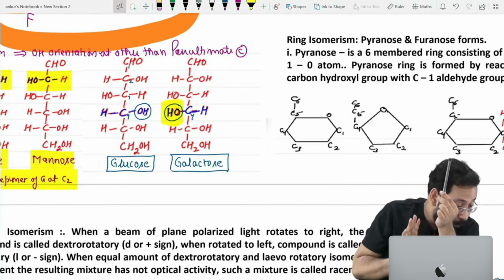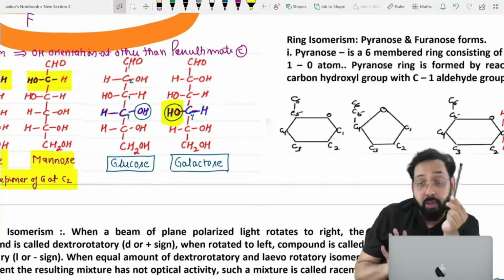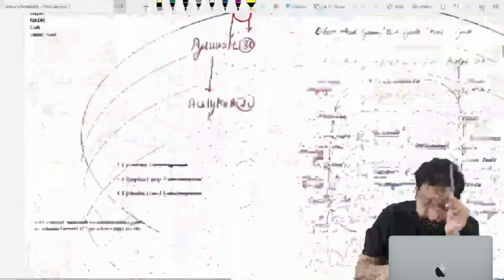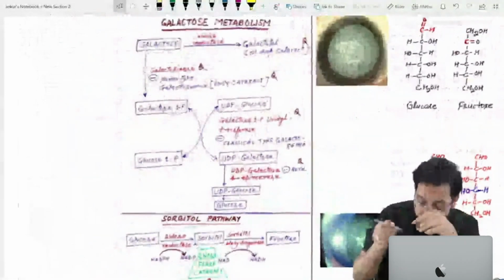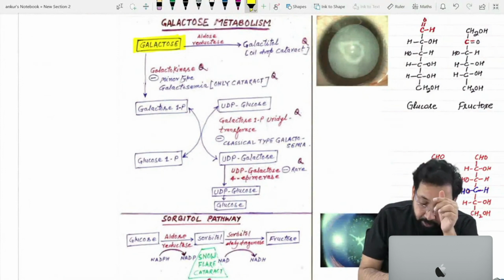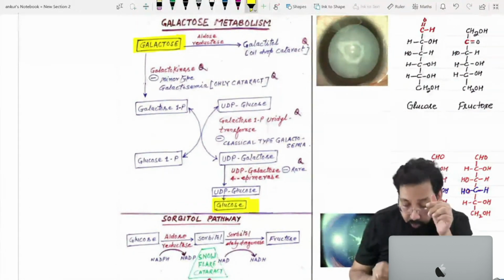Yes, point it out. Don't turn your pages. Don't write anything. Just let me tell you. Galactose metabolism I will discuss at that time. At that time I will tell you what is galactose metabolism. Galactose metabolism is nothing but galactose is converted to glucose.